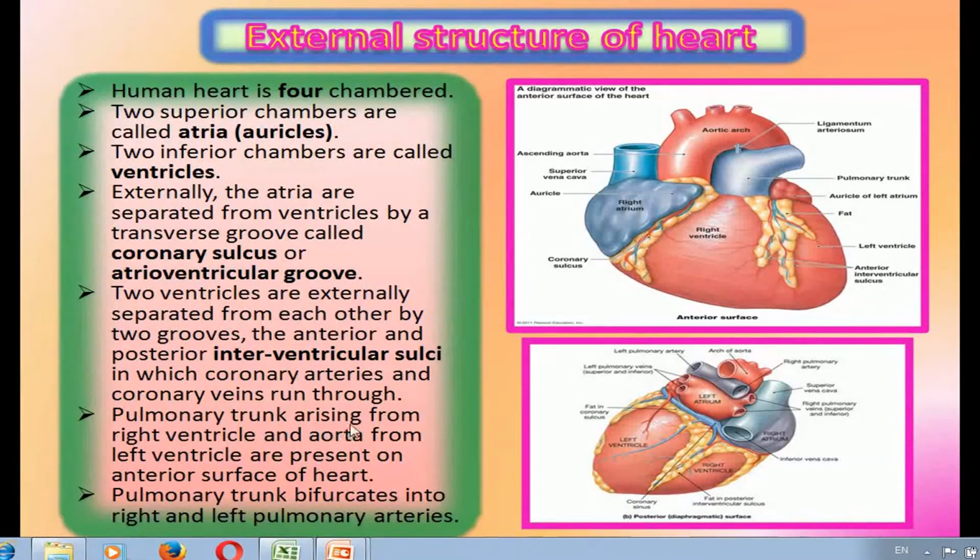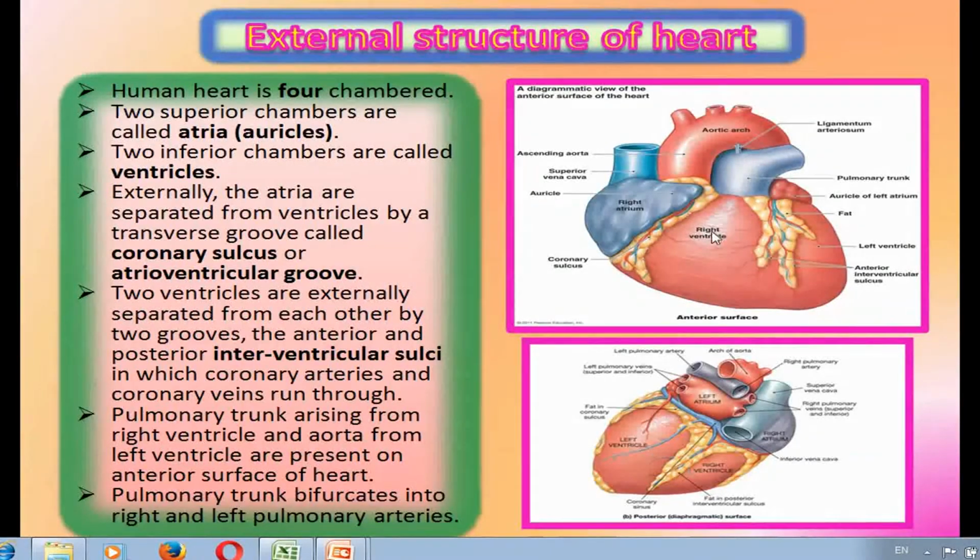The pulmonary trunk arising from the right ventricle and the aorta from the left ventricle are present on the anterior surface of the heart. This is the pulmonary trunk. See in the figure, this is the pulmonary trunk arising from the right ventricle. This is the right ventricle.